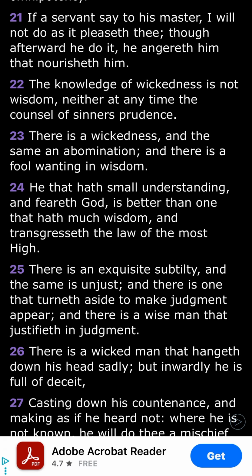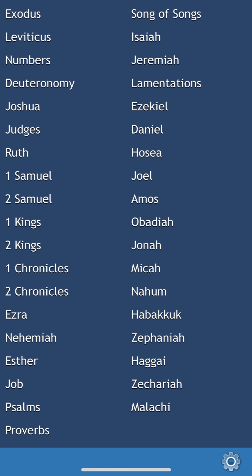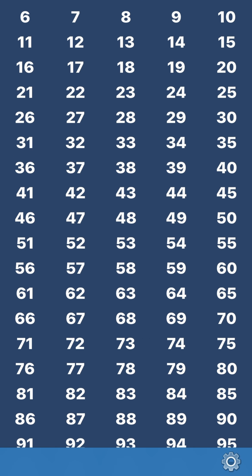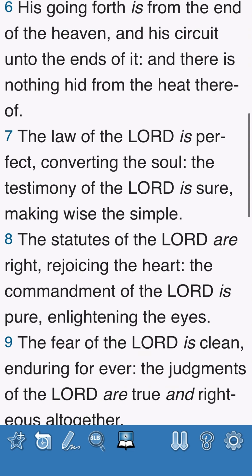I'm going to get a quick precept real fast. This is Psalms chapter 19 and verse 7, and it says, "The law of the Lord is perfect, converting the soul. The testimony of the Lord is sure, making wise the simple." The ways of the Lord are a sure foundation. You can't go wrong in trusting in wisdom.